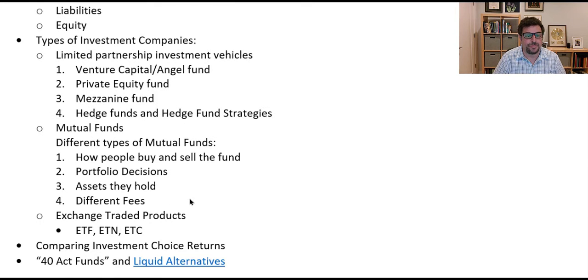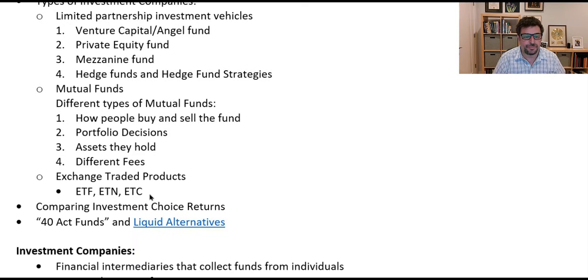The next big category are mutual funds, and we'll talk about the different types of mutual funds, how we categorize them. And the first way we categorize them is how people buy and sell the fund. Do they buy it directly from the fund, or do they buy it from another market participant? We'll talk about the portfolio decisions that mutual funds make. We'll talk about the types of assets that they hold, and we'll talk about the different ways in which mutual funds charge fees. Next, we'll talk about exchange-traded products, ETFs, ETNs, and ETCs.